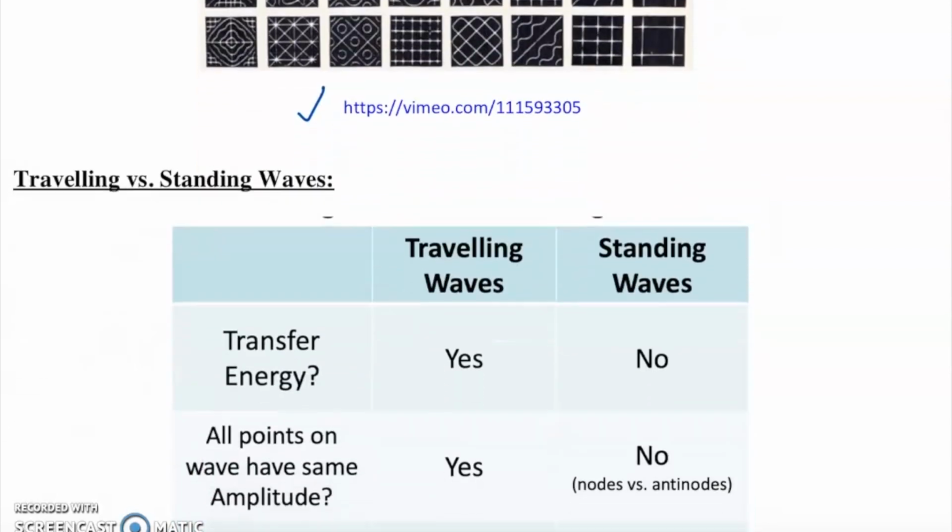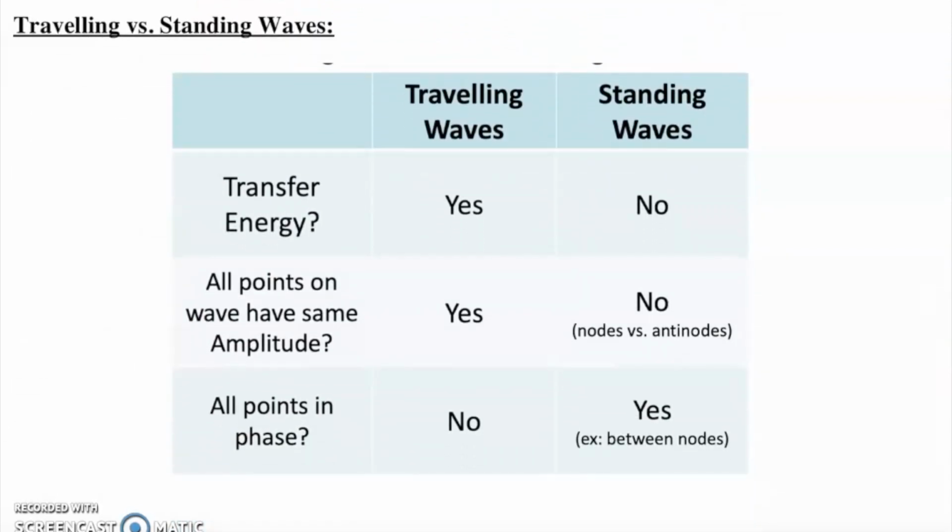Okay. So to conclude today, I just want to highlight a few important differences between traveling waves that we've been talking about quite a lot that are moving along versus a standing wave where we're getting these patterns of nodes and antinodes from the reflective wave interference with the original wave. Traveling waves do transfer energy, whereas standing waves are not actually transferring energy.